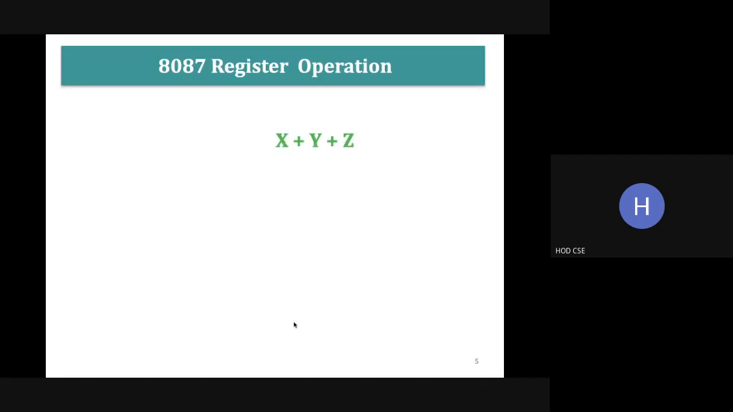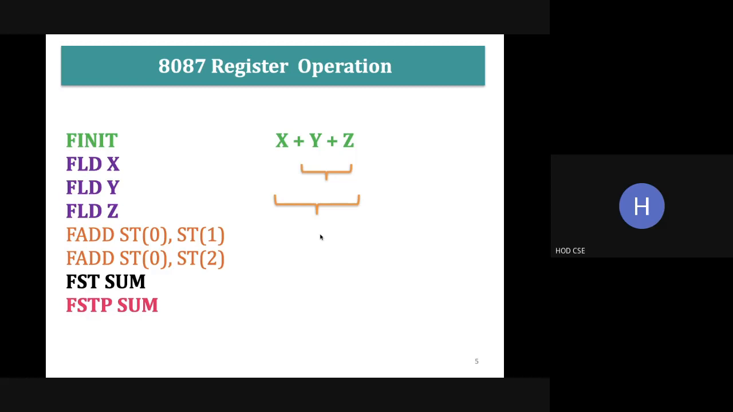So let's see how the register operation is performed. Suppose I want to calculate x plus y plus z. I have to perform this operation. So what I'm going to do is first I am adding y plus z. To that answer, the x must be added. Got it? So first I am adding the y plus z data, and the output of that must be added with x. So let's see how I'm going to write this program.